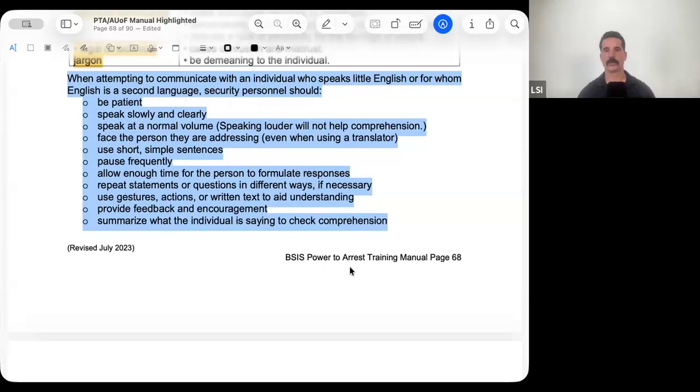Face the person they are addressing, even when using a translator. Use short, simple sentences. Pause frequently. Allow enough time for the person to formulate responses. Repeat statements or questions in different ways if necessary. Use gestures, actions, or written text to aid understanding. Provide feedback and encouragement. Summarize what the individual is saying to check comprehension.